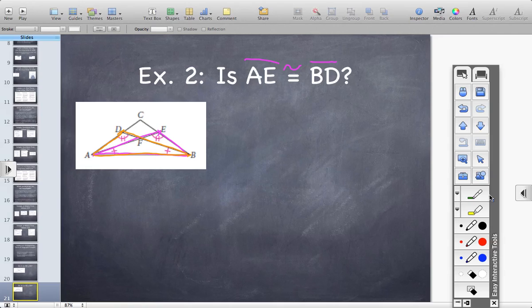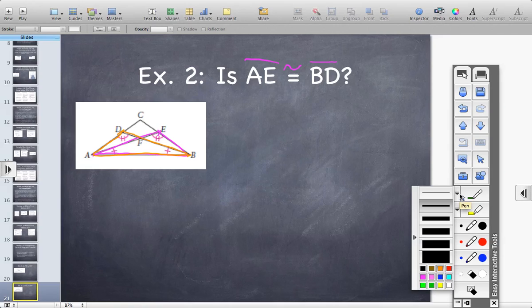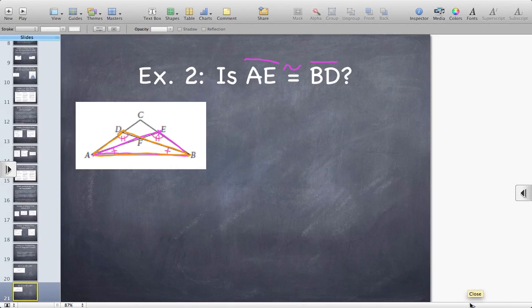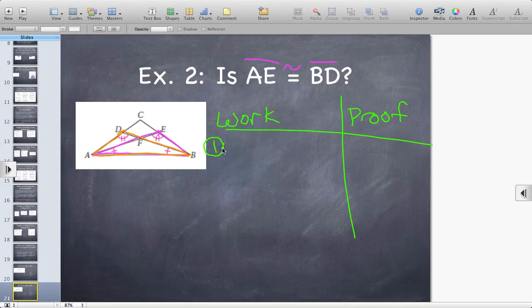So let's use that to try and organize what our proof would be, if this is able to be proven. There we go. So here's our work on one side, and then our proof, or reason why, is on the other side. Probably reason's a better word to use, but whatever. All right, step one, let's go with the easy ones.